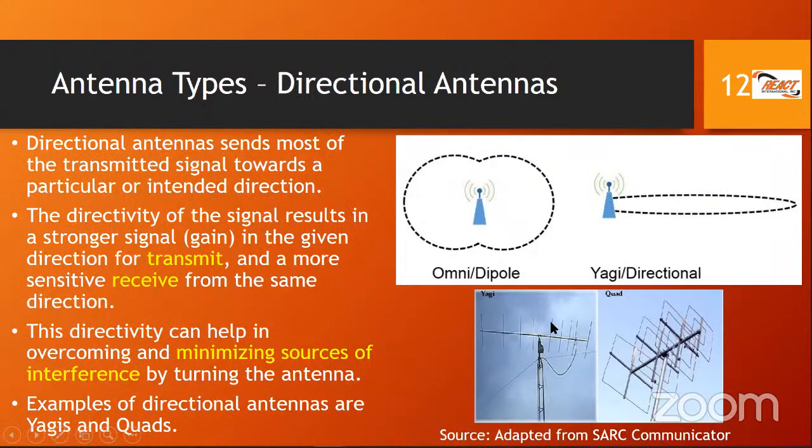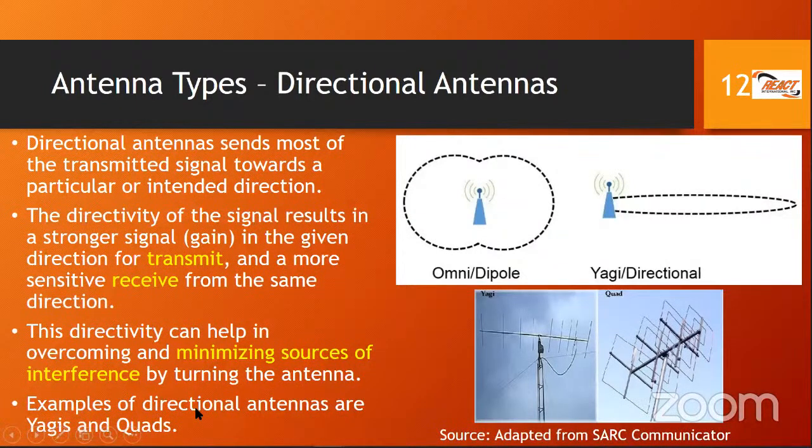I have gain. And we said that that property of directivity can help us in minimizing or overcoming sources of interference. So if I have interference behind me, I use a directional antenna and I point it away from the source of interference. And that is a question in the exam. They will ask you, how can you minimize the source of interference? And the answer is to use a directional antenna and you turn it away from the interference. So that's how all of these techniques help us to avoid interference.